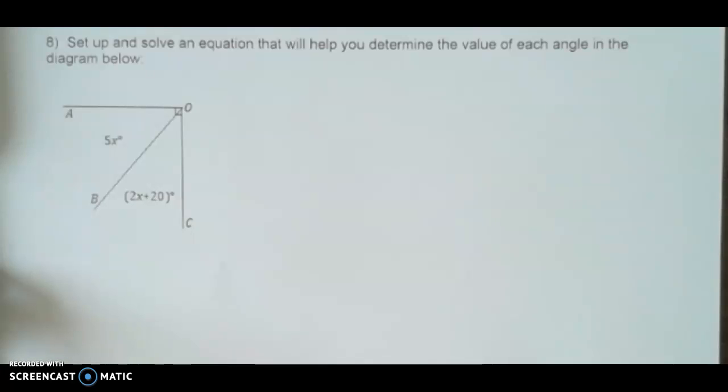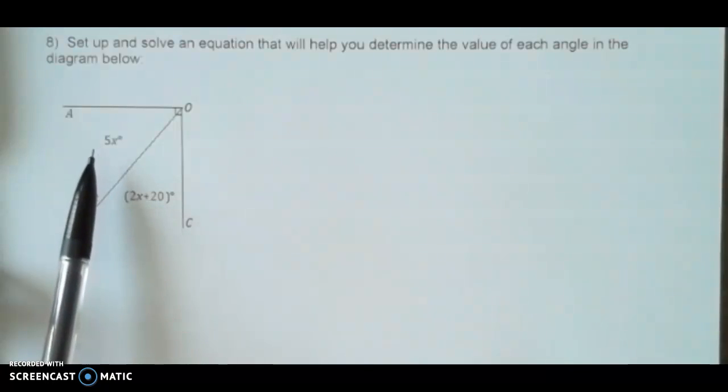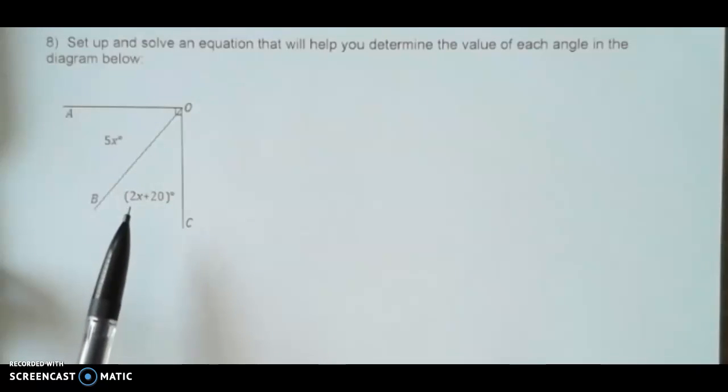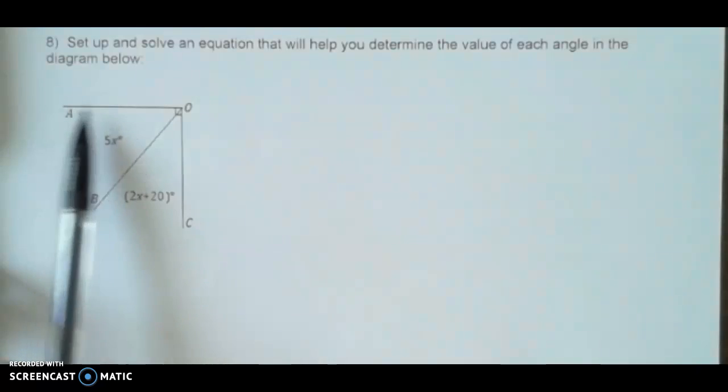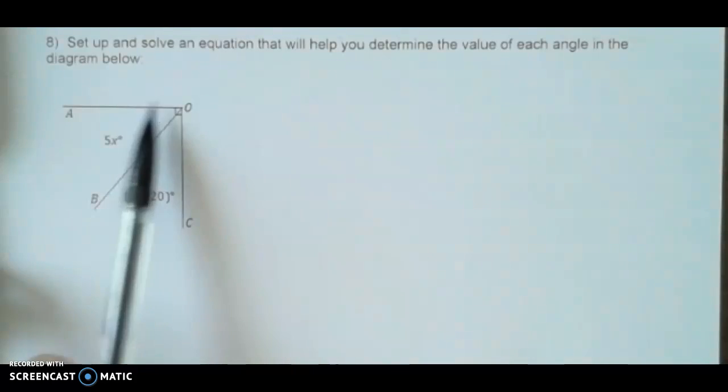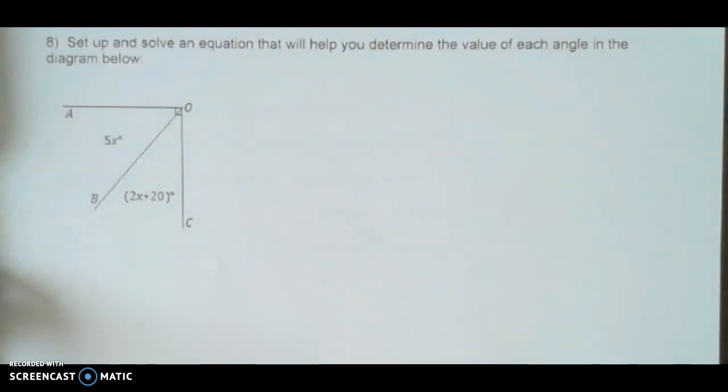In the next picture, again, we're going to set up and solve an equation so that we can figure out the measure of each angle in the picture. I have this angle labeled 5x, this angle labeled 2x plus 20. If I put these two angles together this time, they form a right angle, which means that these two angles are complementary angles and will add up to 90 degrees.